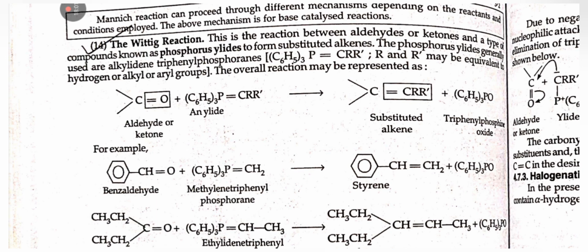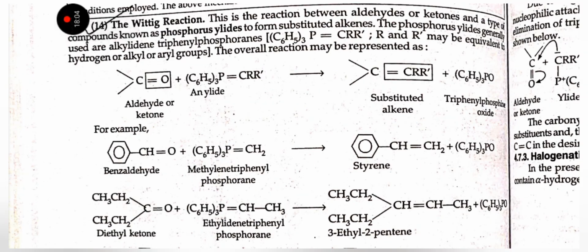Similarly, diethyl ketone plus ethylidene triphenyl phosphorane will give 3-ethyl-2-pentene. Halogenation of unsymmetric ketones.